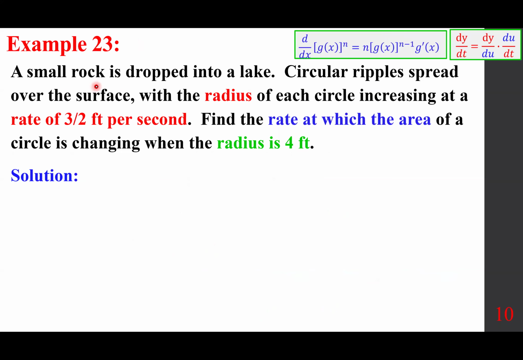A small rock is dropped into a lake. Circular ripples spread over the surface, with the radius of each circle increasing at a rate of 3.5 feet per second. Find the rate at which the area of a circle is changing when the radius is 4 feet.